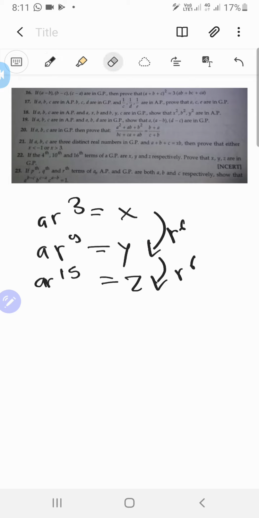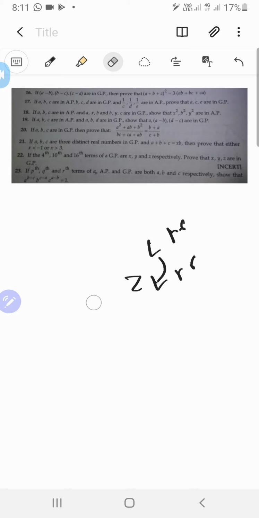Okay, that's easy. If the pth, qth and rth terms of an AP and GP are both a, b, c respectively, show that a to the b minus c, b to the... okay, so the pth, qth and rth terms of an AP and GP are both a, b and c respectively.